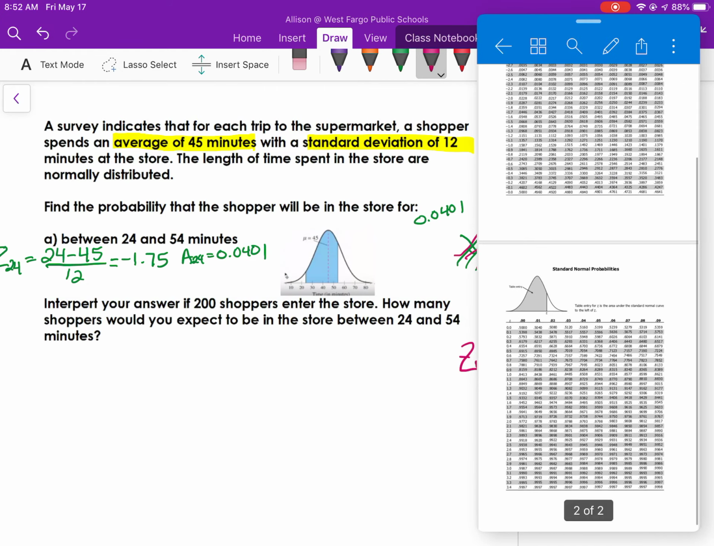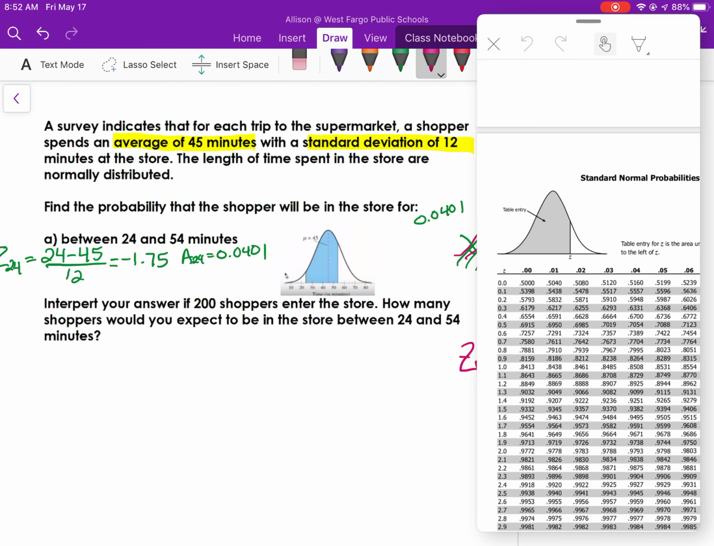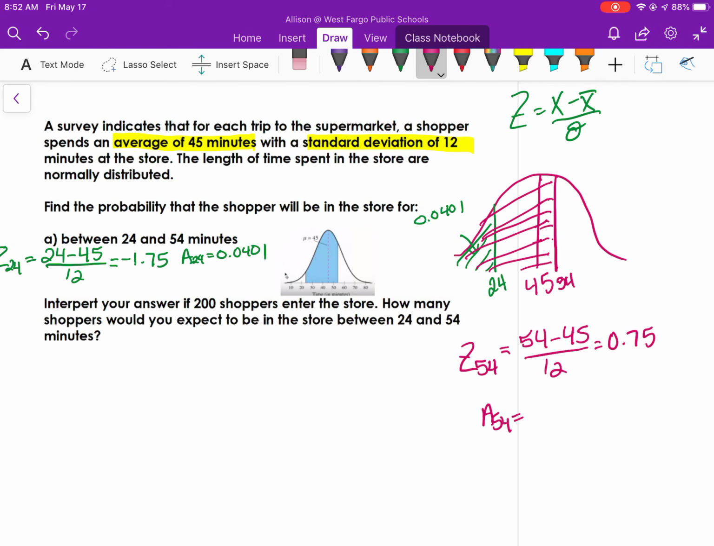So looking at the z-score table, go down to 0.7 and then over to 5. So we're going down to 0.7 right here and then over to 5, and you got 0.7734. And that's the area or the percent of customers that will stay for 54 minutes or less.